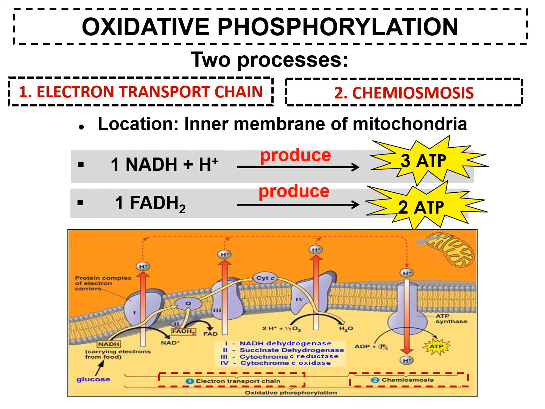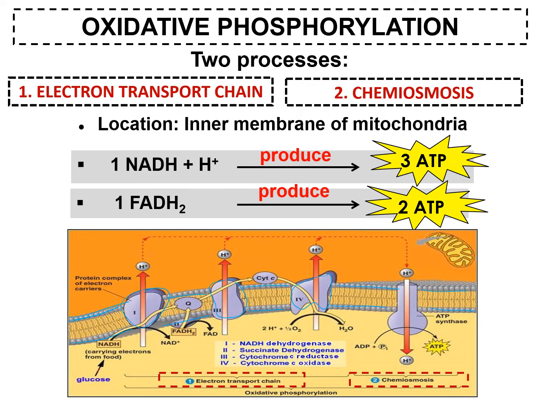These two processes occur in the inner membrane of the mitochondria. So this is the inner membrane of the mitochondria, the phospholipid bilayer of the inner membrane. These are all protein complexes that are embedded in the phospholipid bilayer. Remember, the proteins embedded in the phospholipid bilayer have several functions. Some of them are enzymes.